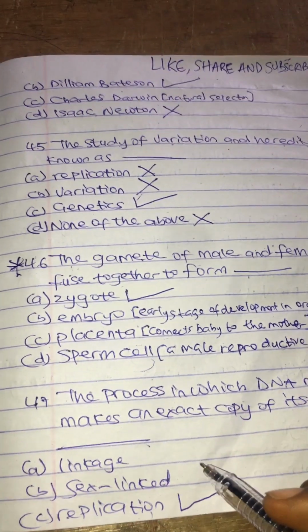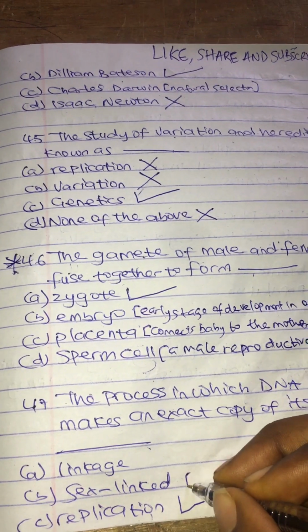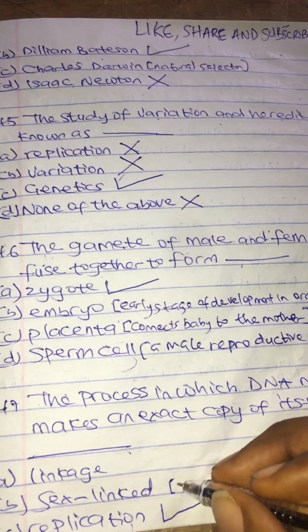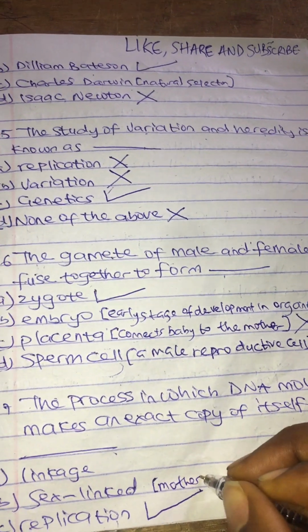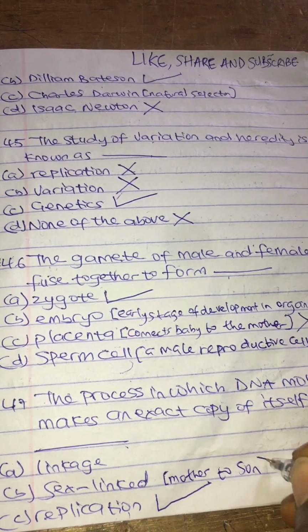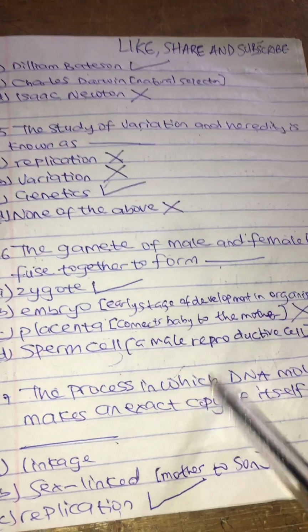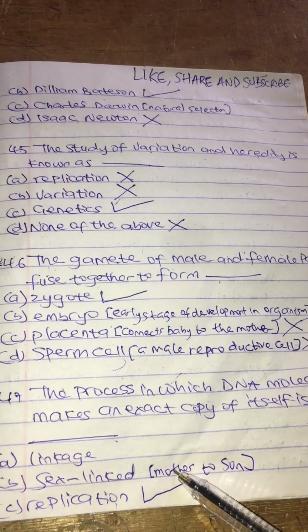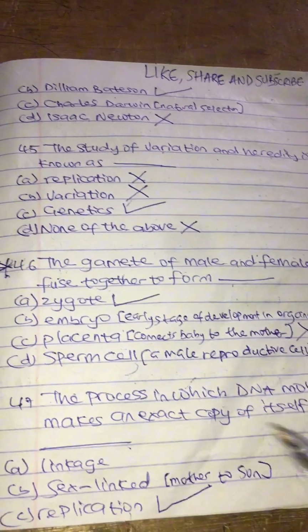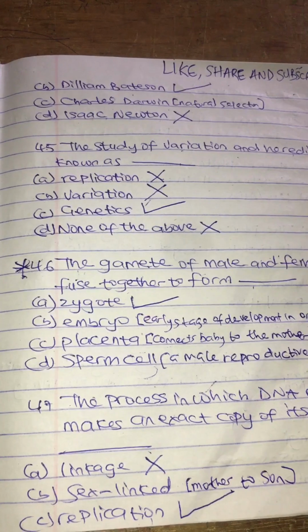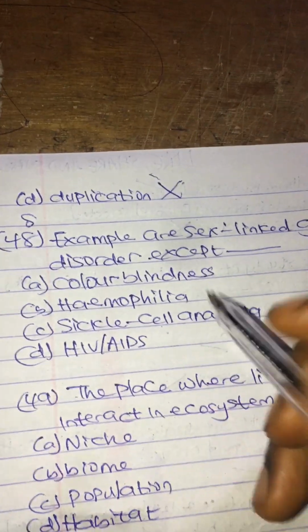Sex linked. What was sex linked? Sex linked is disease which is transferred from mother to son. It cannot be transferred from father to daughter or from father to son or from mother to daughter. It can only be transferred from mother to son. So note it, guys. While linkage is out of it. So now let's continue. Question 48.